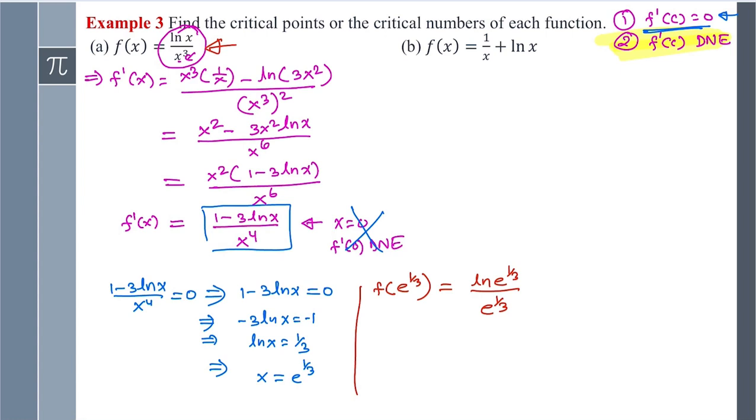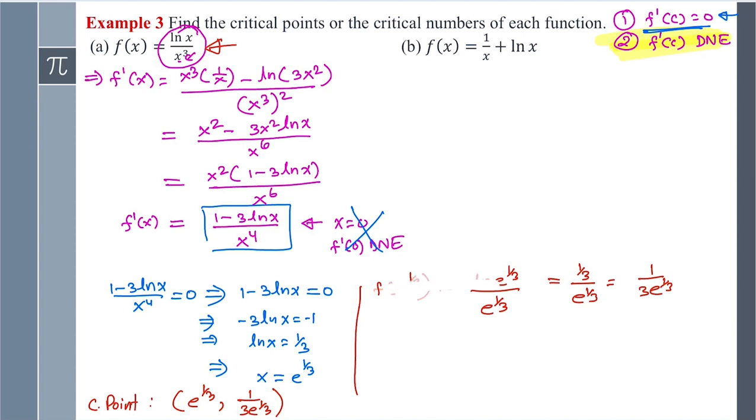And then what will you get? Natural log of e to the 1/3. You know that if the base and this number are the same, that just gives us 1/3 in the numerator. In the denominator, you have e to the 1/3, so that basically is 1 over 3 e to the 1/3. So the critical point for that function is e to the 1/3, that's the x value, comma, y value is 1 over 3 e to the 1/3. So that is the critical point.